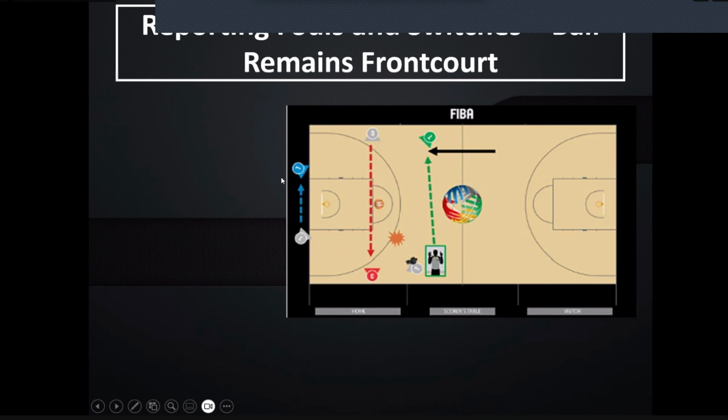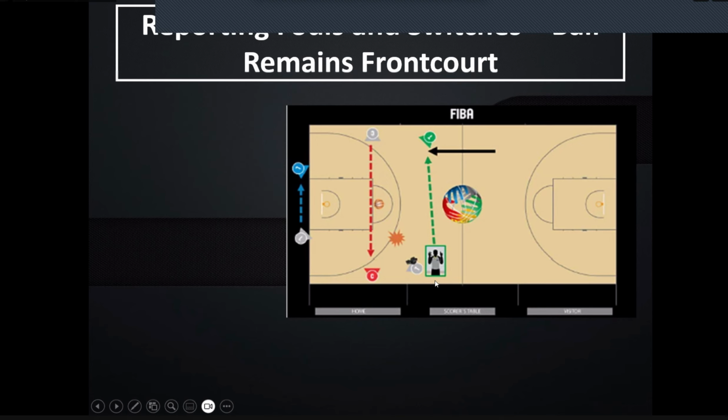Okay, so now we have foul here, called by the trail, right? So the trail reports and is going to go to trail over there. Center is going to come across the center. And lead is going to go over to lead. So we have our lead and trail to administer the free throw.